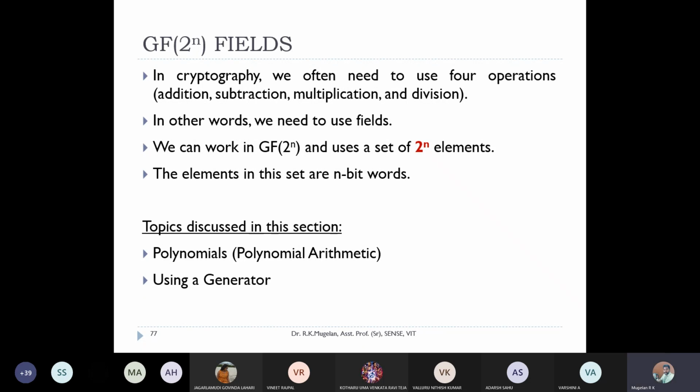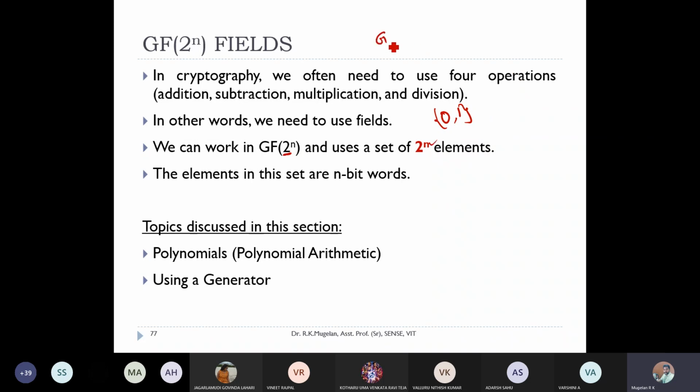So the Galois field of 2 power n is most used in our modern day cryptography. Why? If I take a Galois field of 2, whenever 2 comes into the picture, the elements will be either 0 and 1 alone. In modern day technology, all the information is represented in terms of bits, which are made of zeros and ones. Only how many bits make up the data is our concern. So this n will decide that.